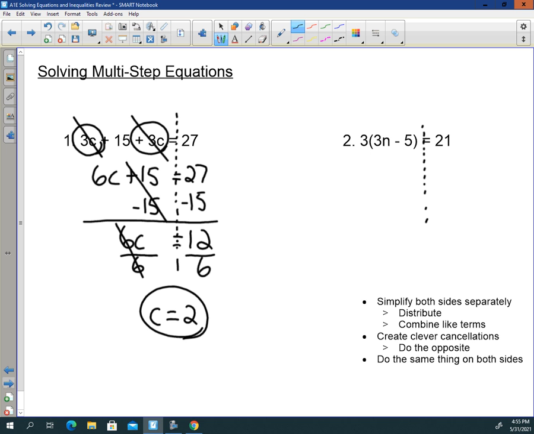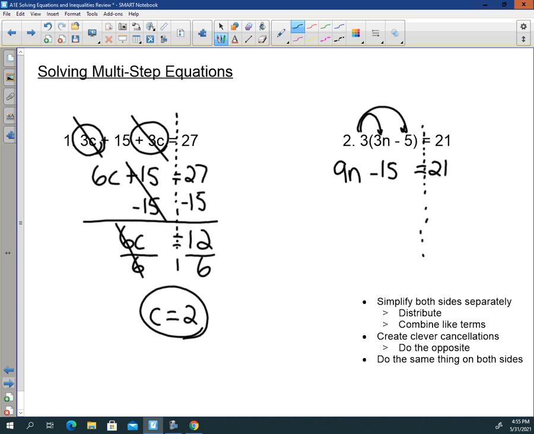Now this one's slightly different because we've got some parentheses, but that's okay because we have the distributive property. The distributive property would tell us that we can take this 3 that's right there next to those parentheses and quote unquote distribute it inside of those parentheses by multiplying. So in this first case, we have 3 times 3n, which is 9n. And then we have 3 times negative 5, which is negative 15, equals 21, because nothing to solve on that side.